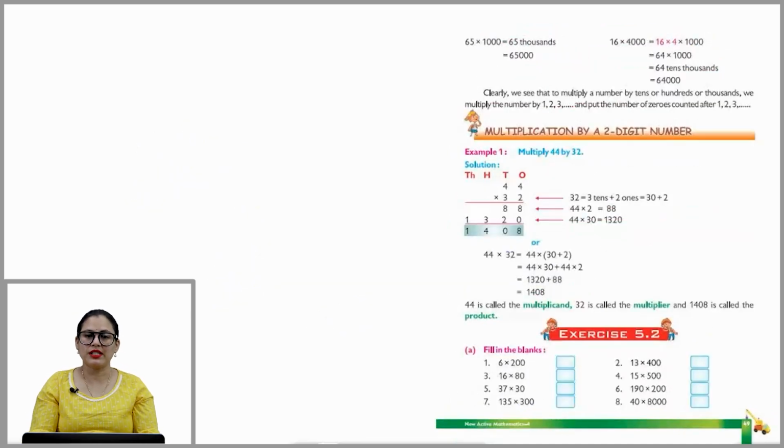Clearly we see that to multiply a number by tens or hundreds or thousands, we multiply the number by 1, 2, 3 and so on and put the number of zeros counted after 1, 2, 3.